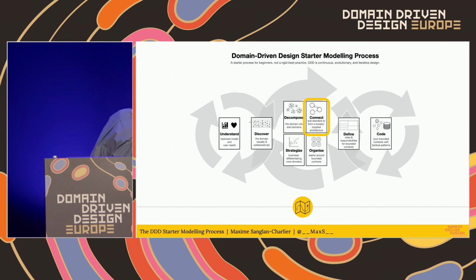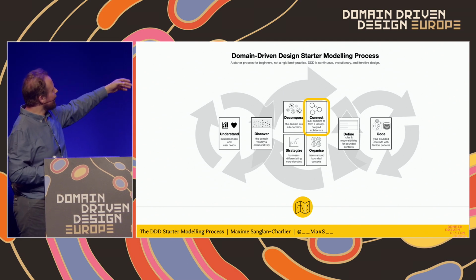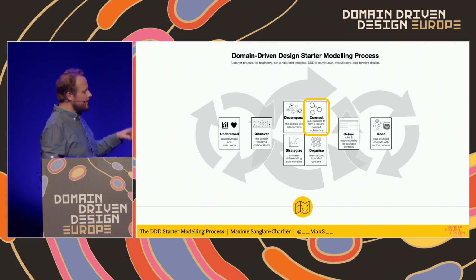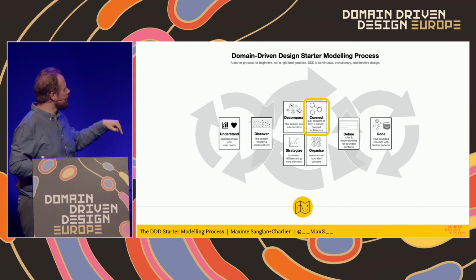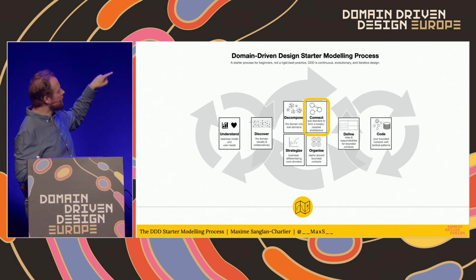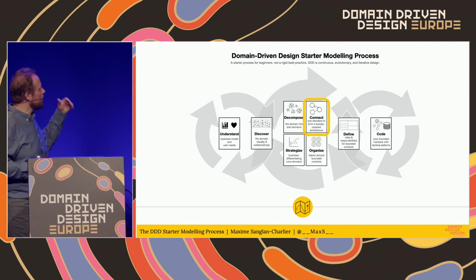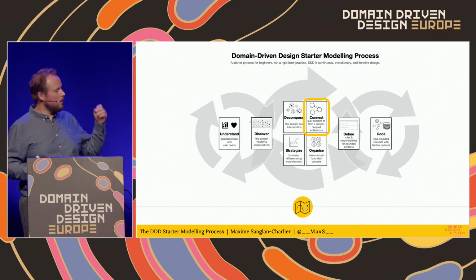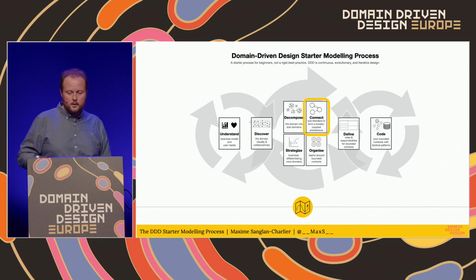I'm not sure we can see that on this picture, but there are gray arrows in the background of this picture that show that this process is quite iterative. And so if you need to go back to a previous step to dig more into certain parts of the domain, then you can do that. That's very, very frequent. We will learn about the domain along all the steps, so everything is iterative.